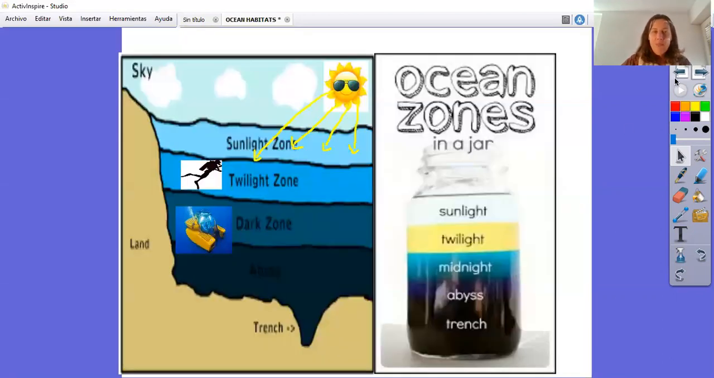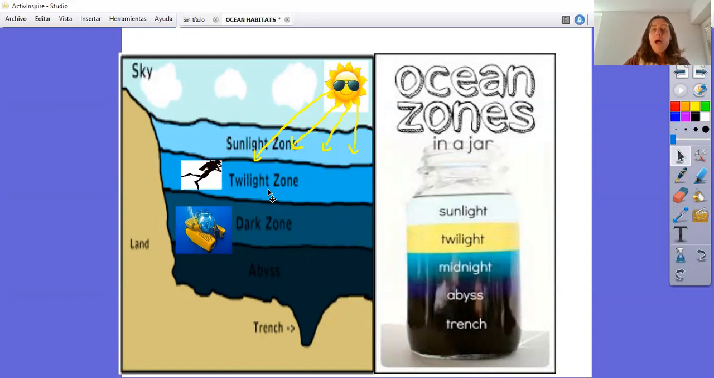First, look at them. This is like if we have a jar with water, and look at this jar. We have the sunlight, the twilight, the midnight, the abyss, and the trench. This is what happens in the ocean. You see here, we have the same zones. This is the sunlight because the sun gets into this zone because it's not very deep. That's why the sun can get into this zone. That's why its name, the sunlight zone.